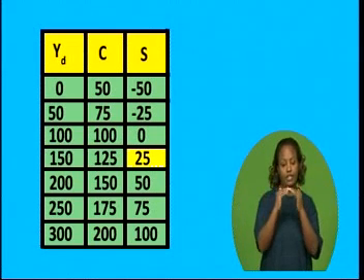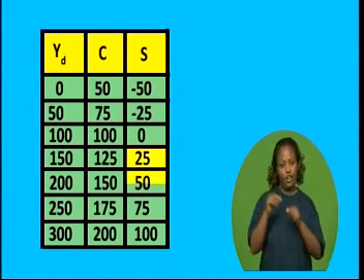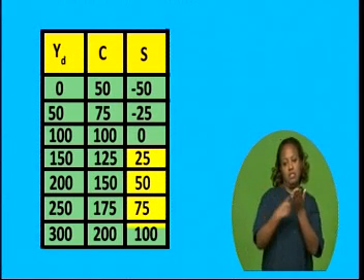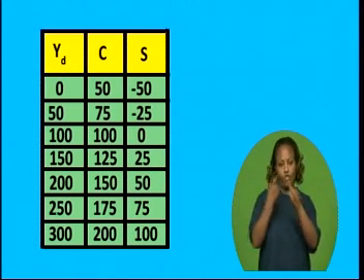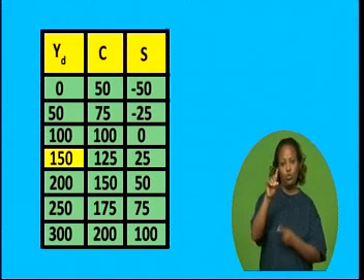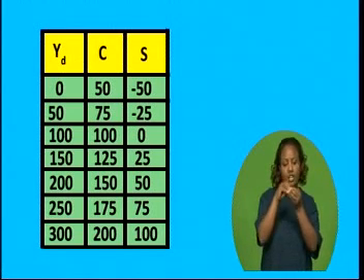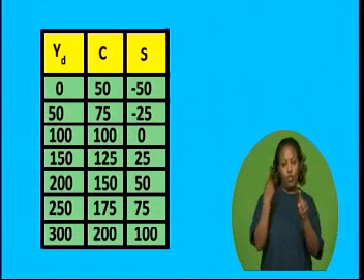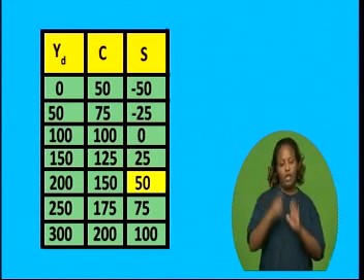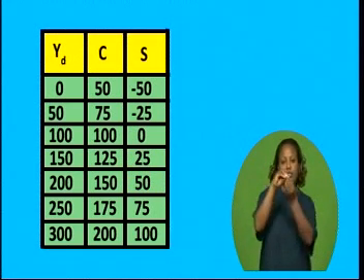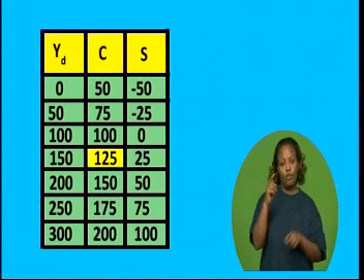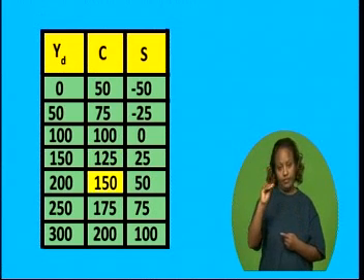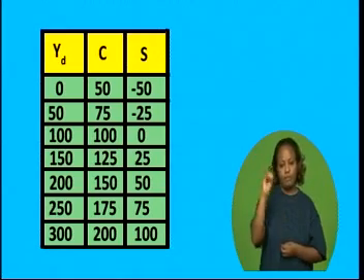After the break-even, the saving is positive and continues to increase at a faster rate than income. For example, when income increases from 150 to 200, it means a 30% increase. Correspondingly, the saving increases from 25 to 50, implying a 100% increase. Meanwhile, consumption increases from 125 to 150, which is an increase of 20%.